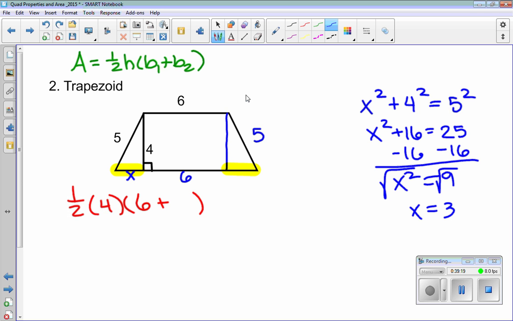Common Pythagorean triple. So if this is 3, what does the other yellow piece have to be? 3, which means the whole bottom base is 12. Could you figure out the area now? Good. What is it? 36. And again, we probably should write units squared here because we are talking about area.